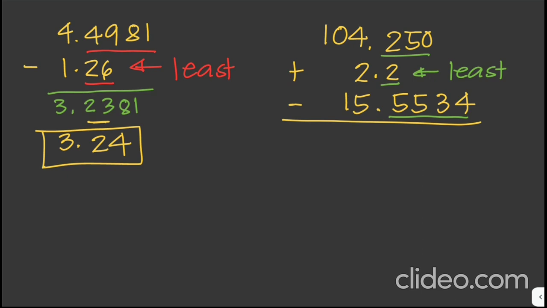So let's add and subtract the numbers. Now we get the answer 90.8966. Since the least number of decimal places is 1, then we should round this off to 1 decimal place only. Okay, the number after 8 is 9, therefore we add 1 to 8, then our answer would be approximately 90.9.